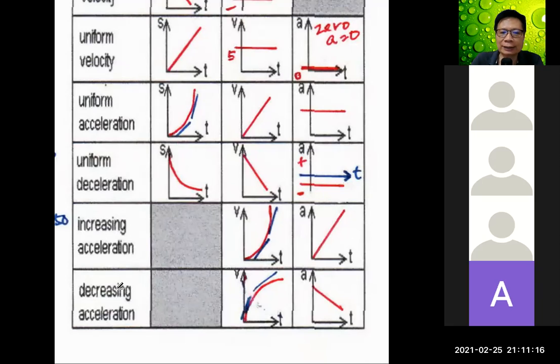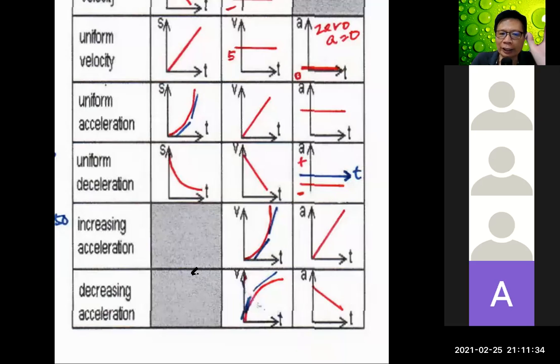Okay. And last, decreasing acceleration means the opposite of this. This one curve up, this one curve down. This one is a line go up, this one is a line go down. Okay. Decreasing acceleration. Everything opposite.